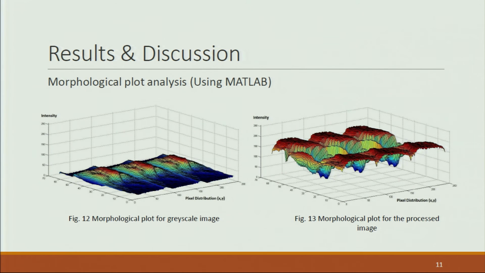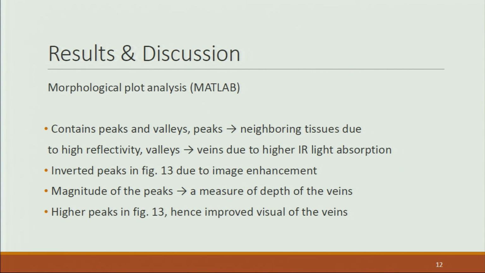Okay, and then using MATLAB, the morphological plot analysis. So they did all this. So this will tell you where the vein is. Okay, and then they found out that the vein will have peaks and valleys, neighboring tissues due to that, and veins due to higher IR light absorption. So they did various manipulation. I don't think we need that. So we measure the depth of the veins, and then improved visual of the veins. This is what we are more interested in. Okay, we want to see the vein properly and then go and prick it.